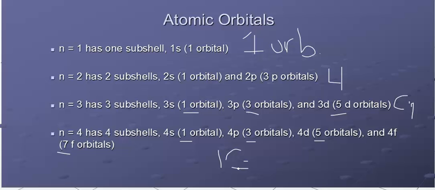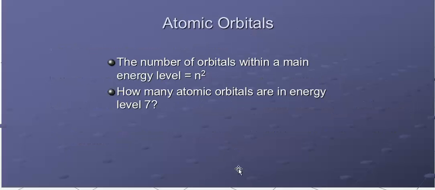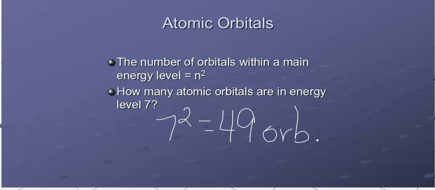N equals 1 has 1, N equals 2 has 4, N equals 3 has 9, and N equals 4 has 16 orbitals. So the pattern tells us that the number of orbitals within the main energy level is N squared. So if I'm in energy level 7, and I want to know how many orbitals, how many regions of space am I likely to find an electron, it's simply 7 squared. So there would be 49 orbitals in that 7th energy level.